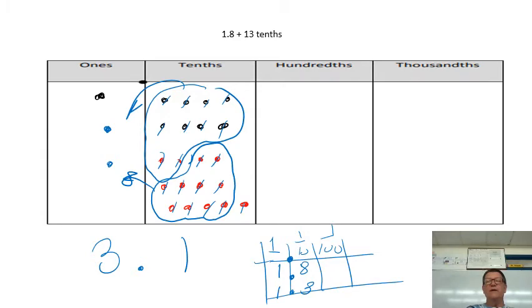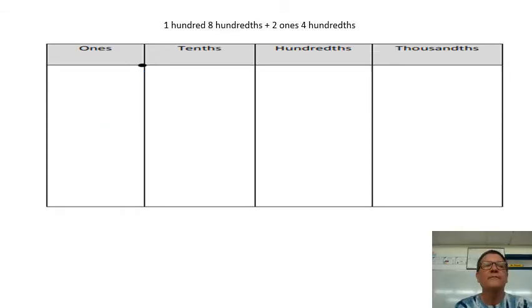Now when I add these up, I get 8 and 3 is 11. Carry our 1 and 1, 2, 3. So see, we got 3 and 1 tenths. Exact same thing we did when we did the dots. Okay, so let's try this one.